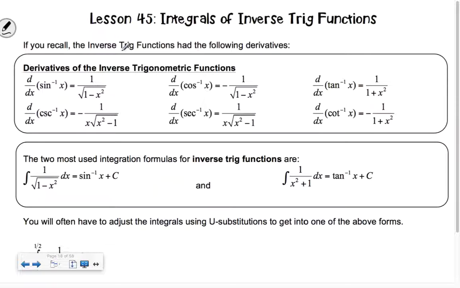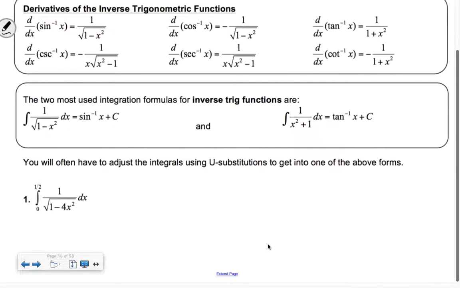What about inverse secant and cosecant? Could you probably memorize one more? You probably could, just in case. Because you never know, the AP test, I feel like it's harder every single year, and they put different things on there, and this is one of the things that it says could be tested, right? So, might as well. All right, so anyway, it says you will often have to adjust the integrals using U substitutions to get it in one of the above forms.